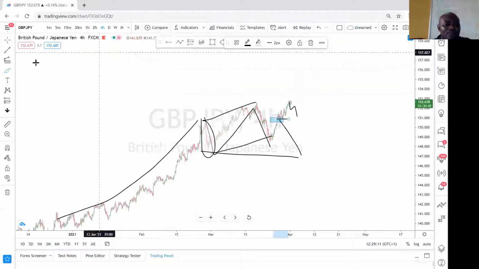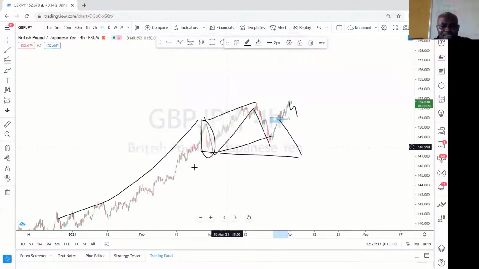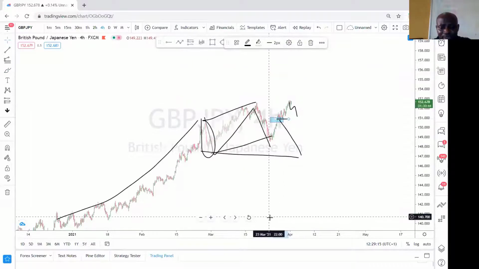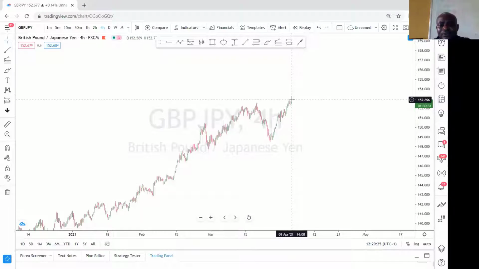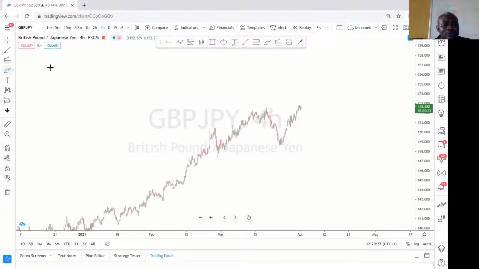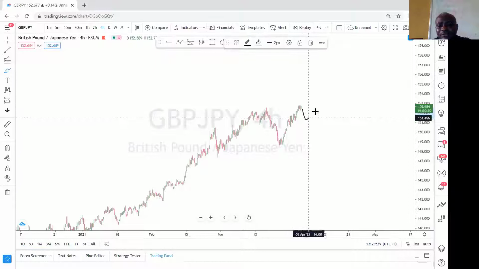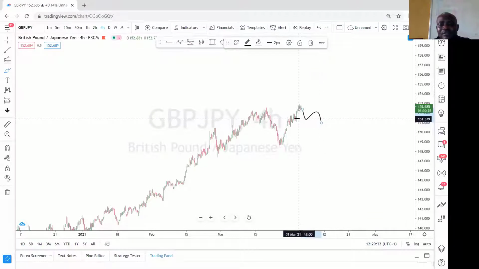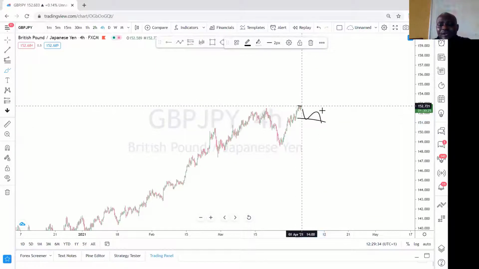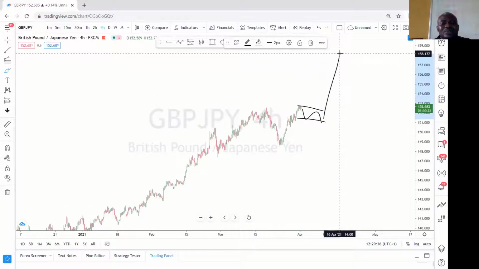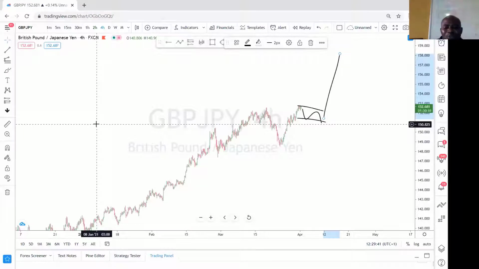But since I did not buy from there, what we are expecting is very, very simple. We are expecting a corrective structure before we get in. Something like this. If we see something like this at this level, guys, we are not going to hesitate. We are going to take this pair to the upside straight. So patience is key. You just have to be patient with this setup.